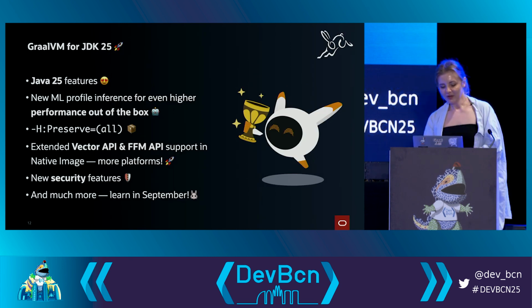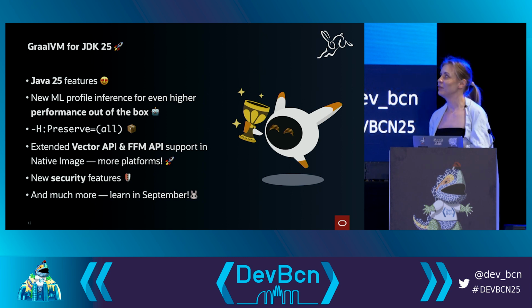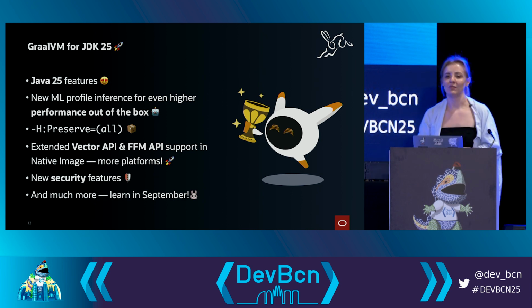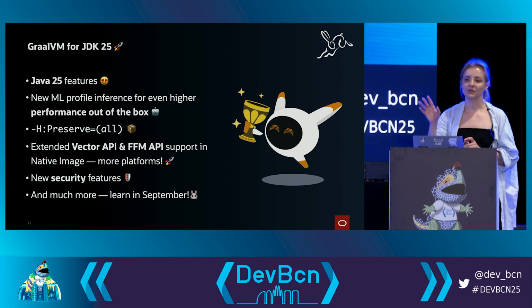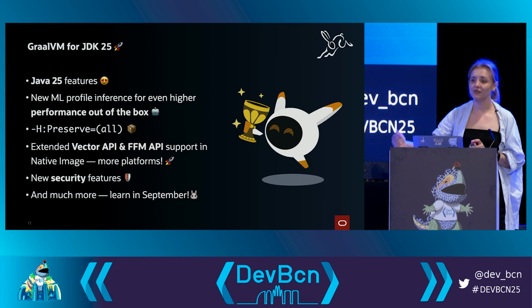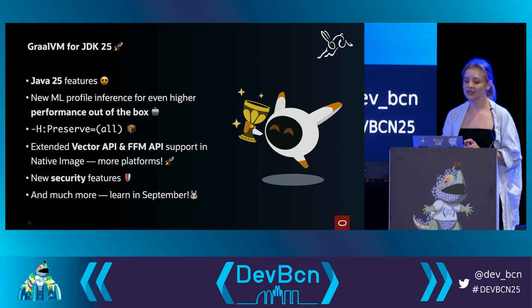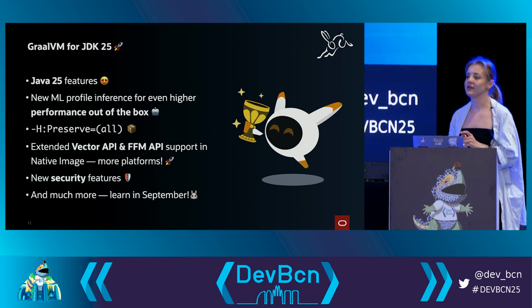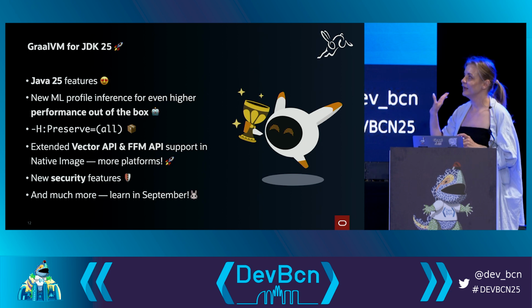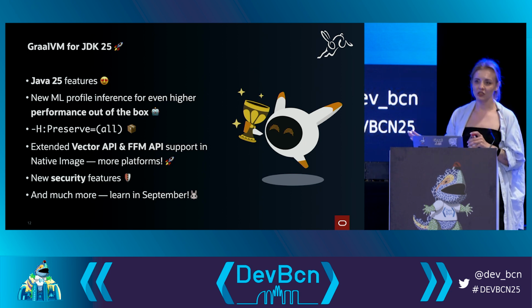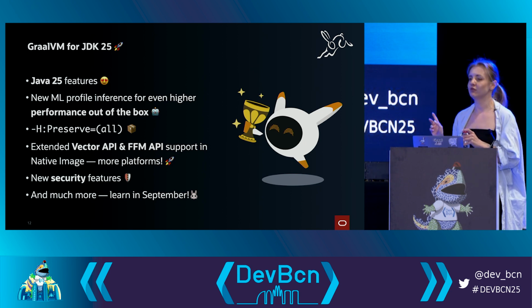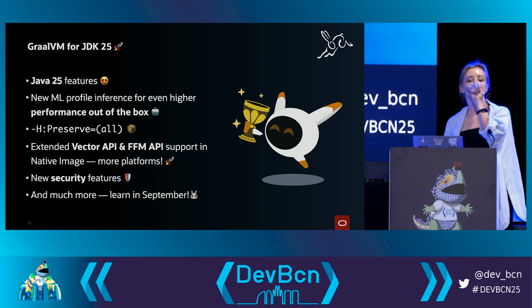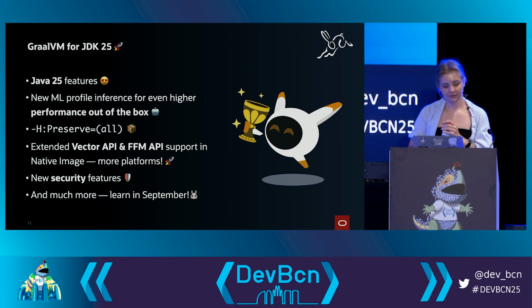Now, normally here I talk about the latest release of GraalVM and what came up in that release, but we are already preparing for the next release of GraalVM in September. So you might know that in September, we are all getting Java 25. We are all excited and waiting for it. But also on the same day when you will get Java 25, you will also get GraalVM for JDK 25. And I want to give you a very quick preview of some of the features, not all, but some of the features that will be in that release.